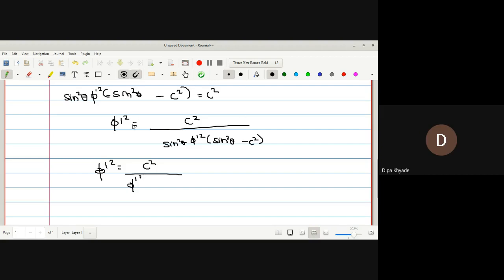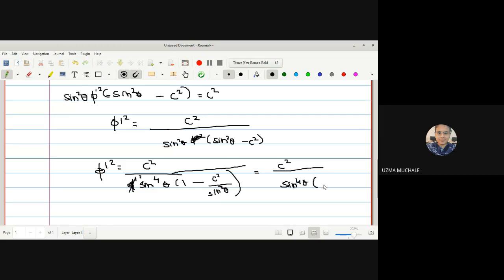So if I take sine square theta common, so sine raised to 4 theta, here we remain with 1 minus c square upon sine square, correct? Sine square is not there, so we have to divide it, correct? So we get the term will be equal to c square upon sine raised to 4 theta outside and in bracket we remain with 1 minus c square cosec square theta.